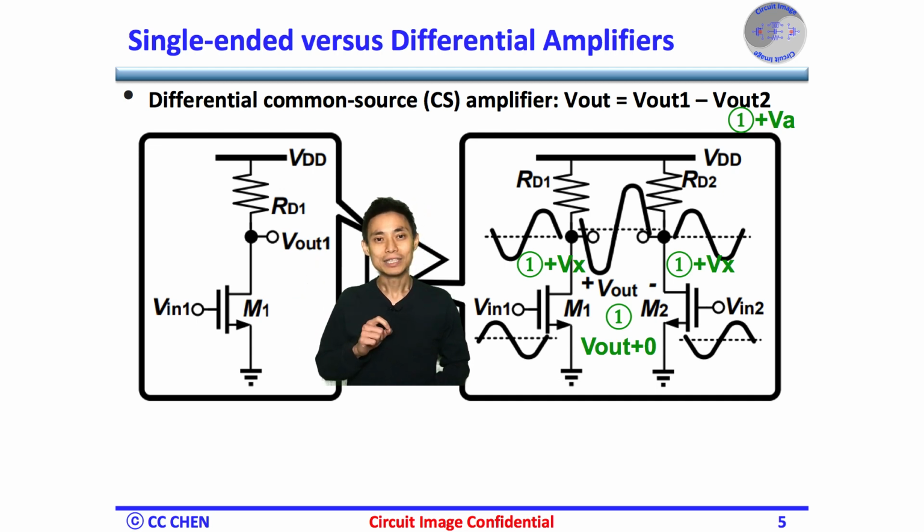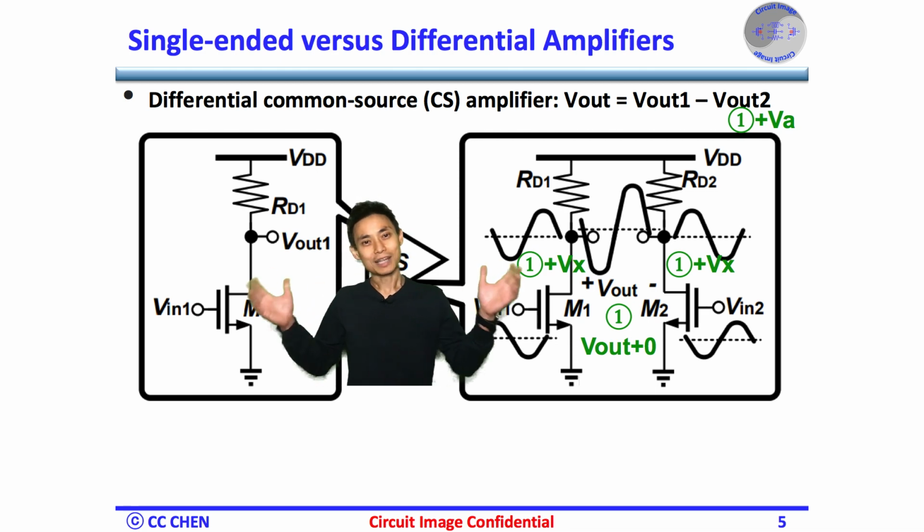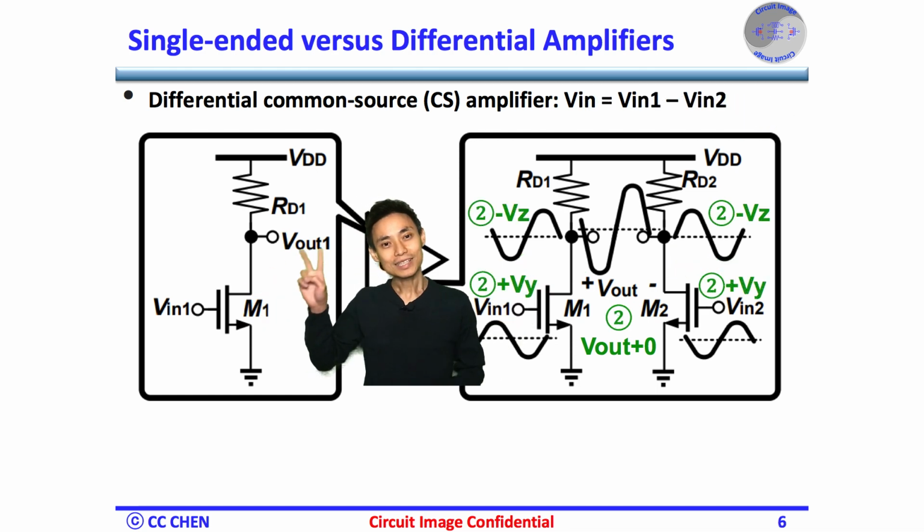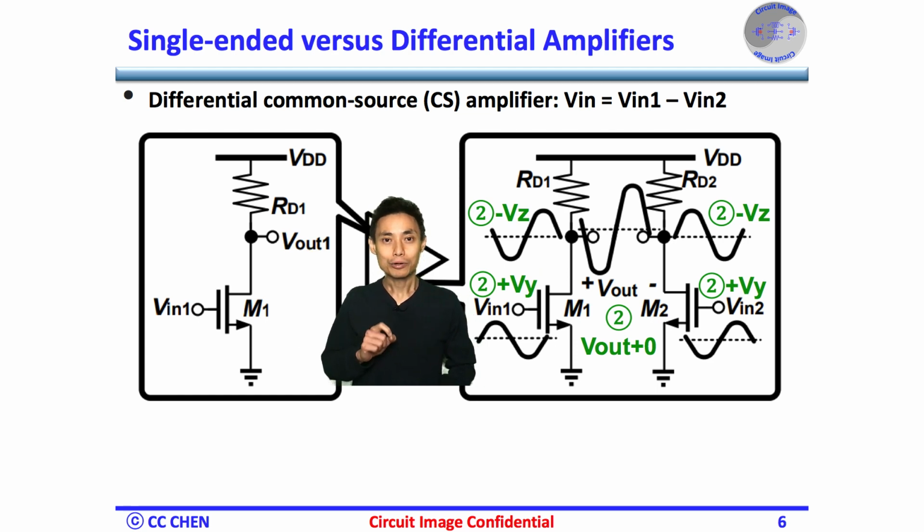First, if the VDD moves up by VA, both the VR1 and VR2 will move up by the same amount, Vx. But the Vout does not move at all, since Vout is VR1 minus VR2. Does that make sense to everyone? Second, if both input common mode noise of Vin1 and Vin2 move up by Vy together, both outputs VR1 and VR2 will move down by Vz together. Then the differential signal Vout does not change at all.